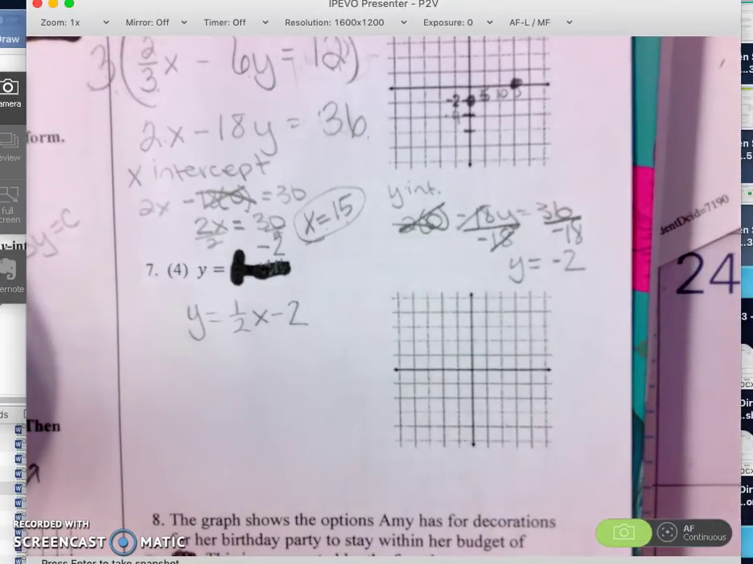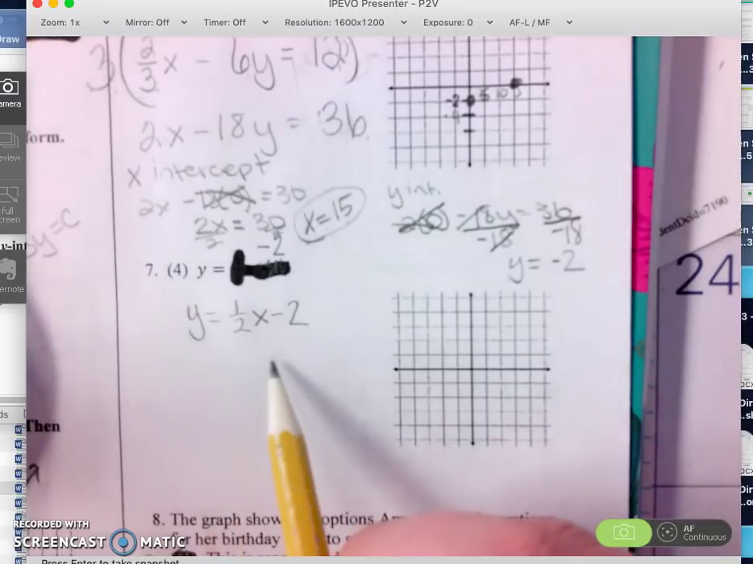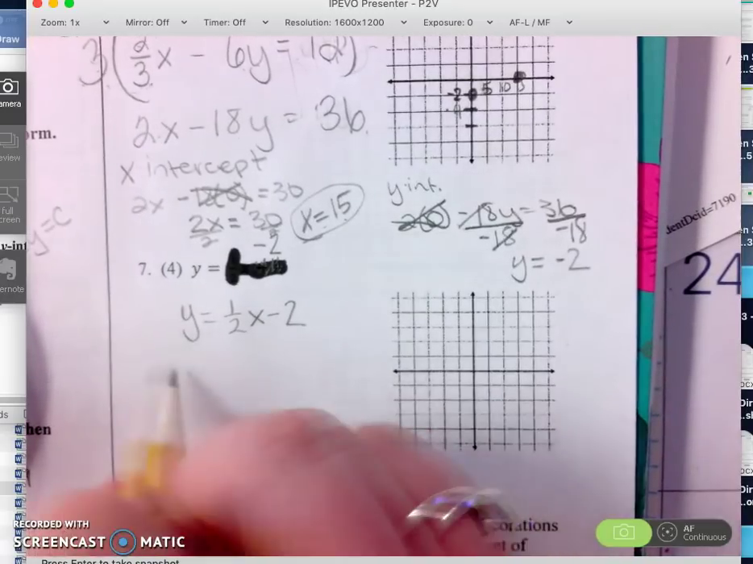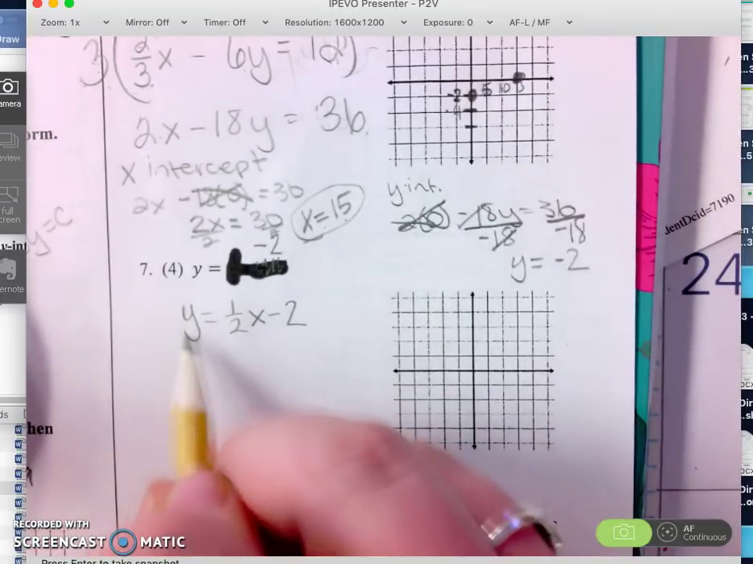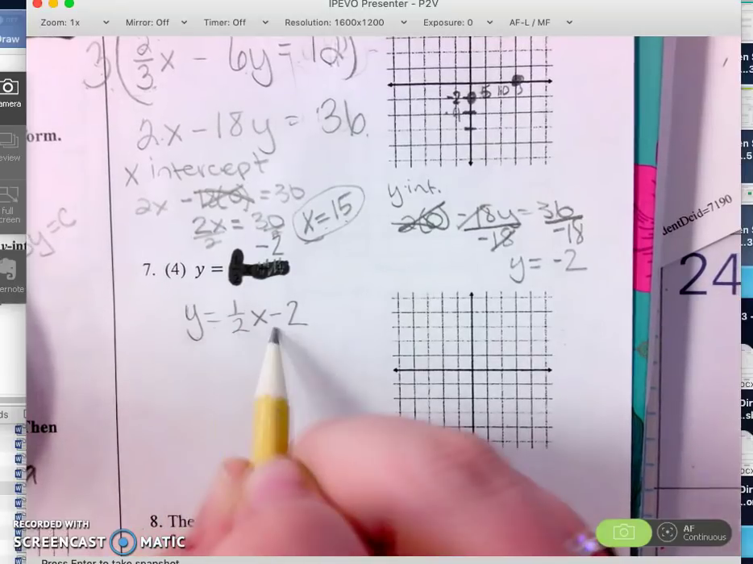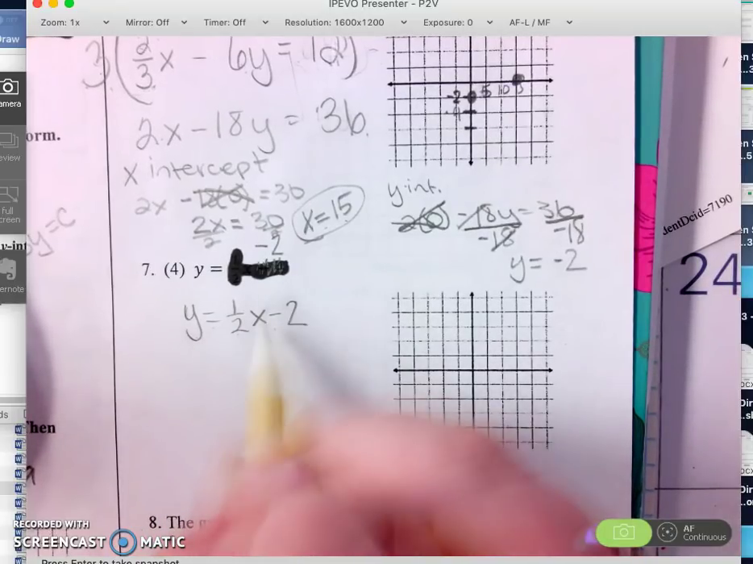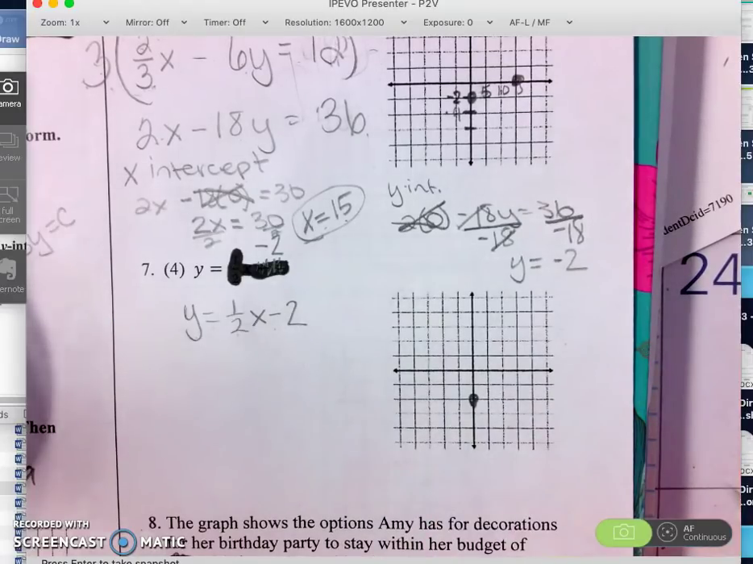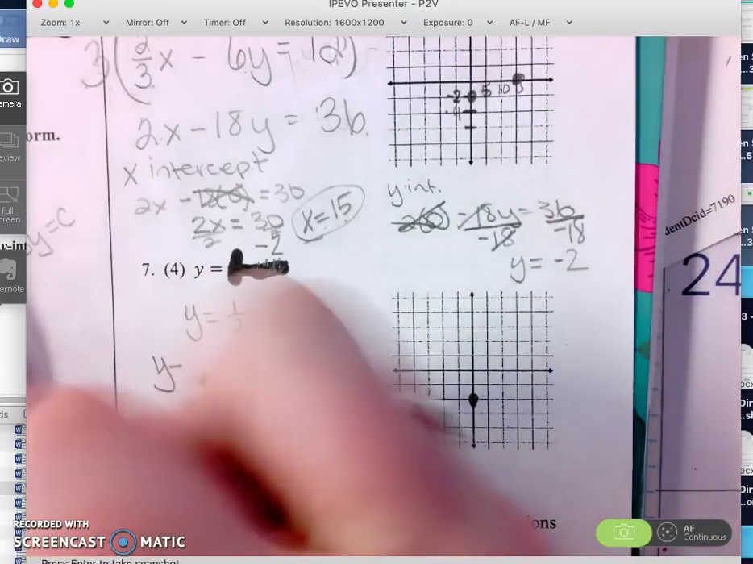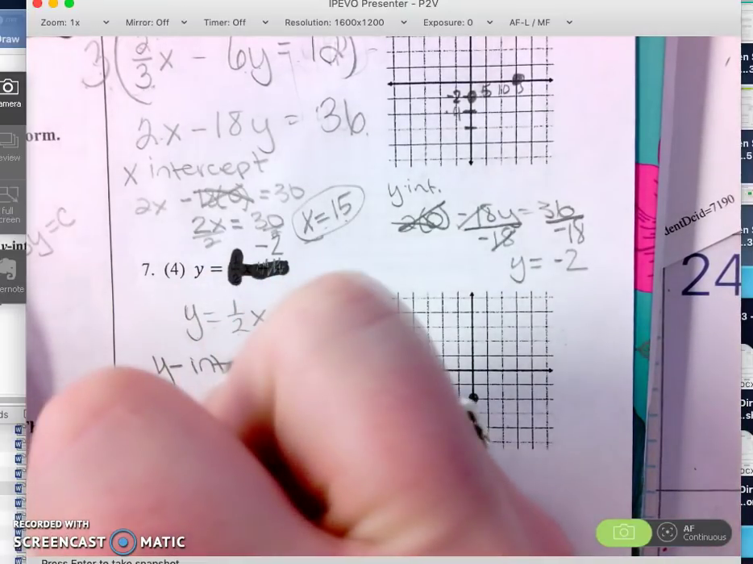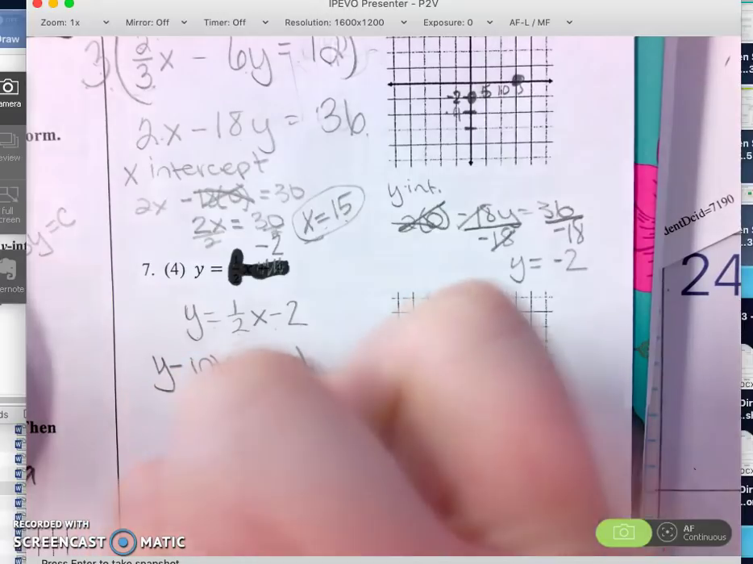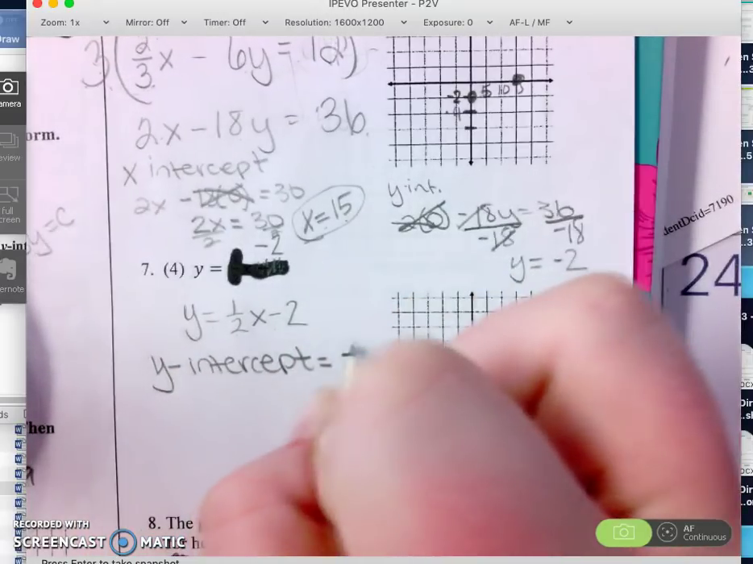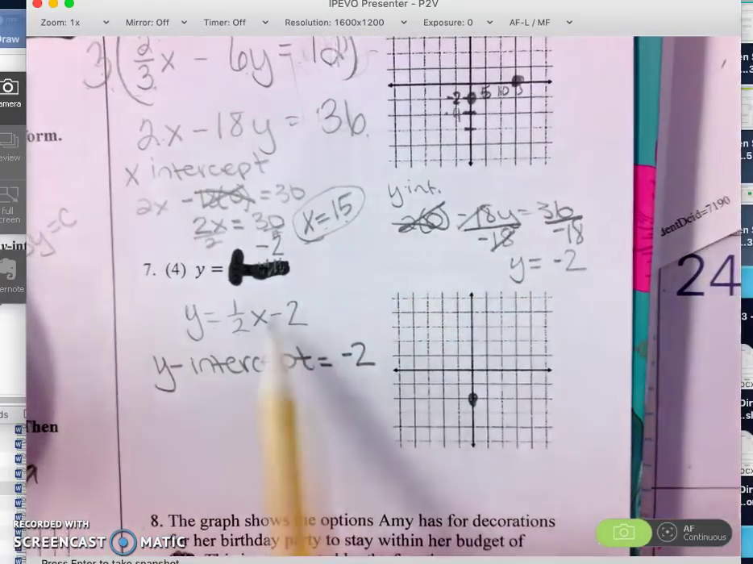All right, this problem again has a fraction. You don't necessarily need to get rid of the fraction here. So to do the y-intercept, this is in the form y equals mx plus b. So it's minus 2. So it's going to be a negative 2 is my y-intercept. Now if it says state the x and the y-intercept, I need you to write y-intercept is equal to negative 2. Whatever that number is here.